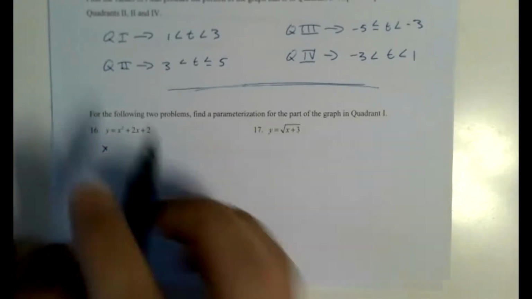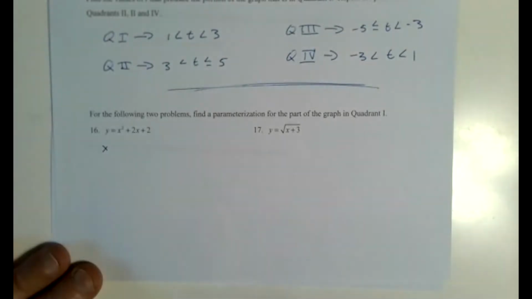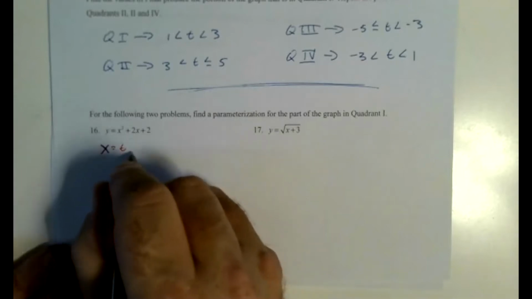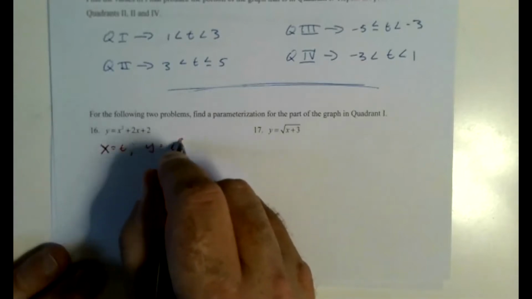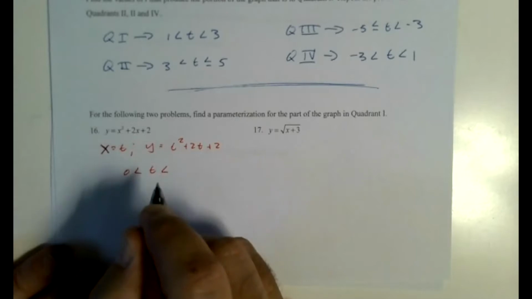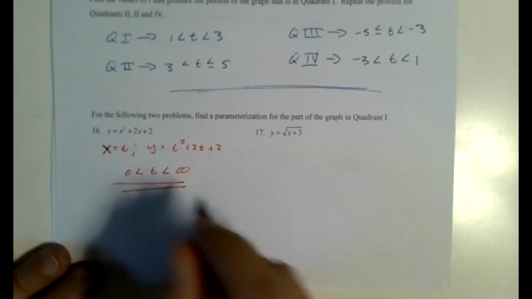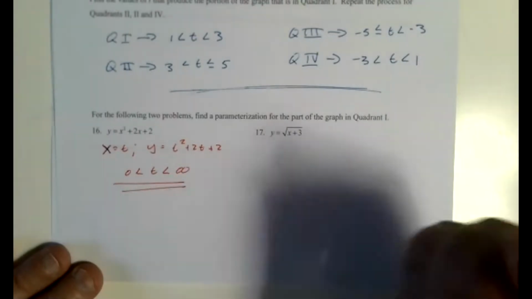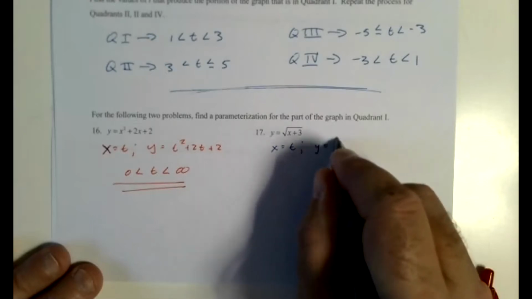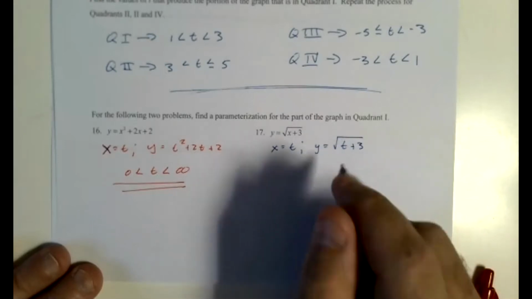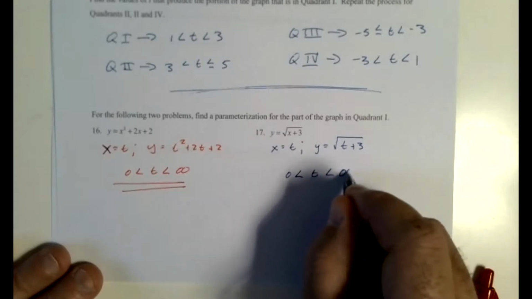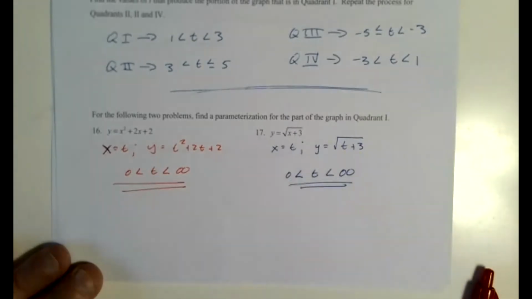Let's keep it simple. x equals t, y equals t squared plus 2t plus 2. And then we just play with this, even graph it on the calculator until we get what we want. Same thing over here. x equals t, y equals square root of t plus 3, 0 less than t less than infinity. And you just plug it in and see what happens. It gives it to you.